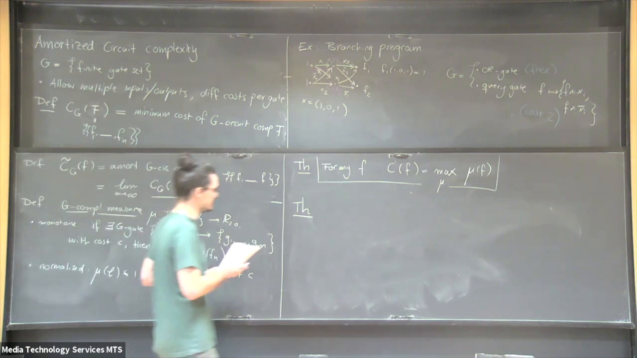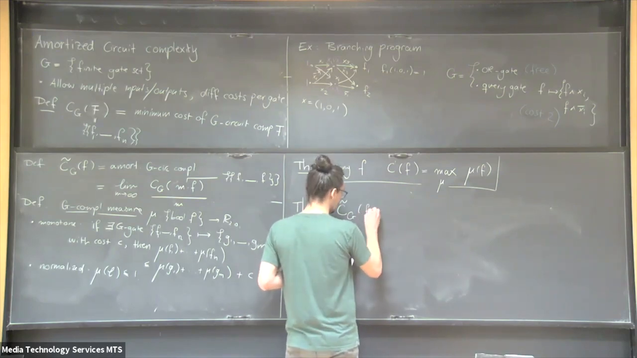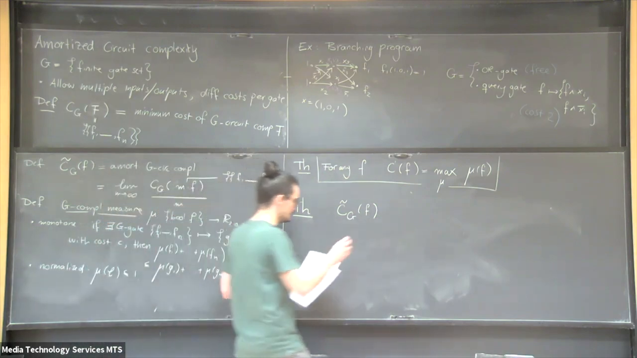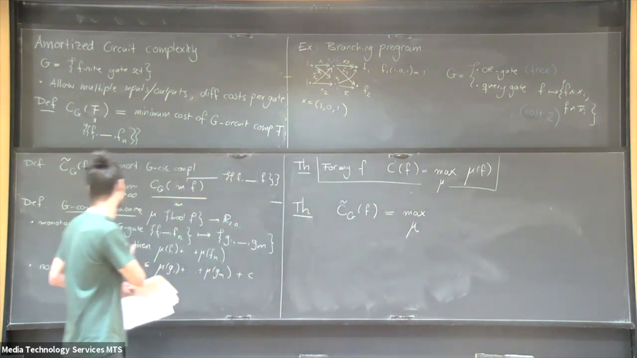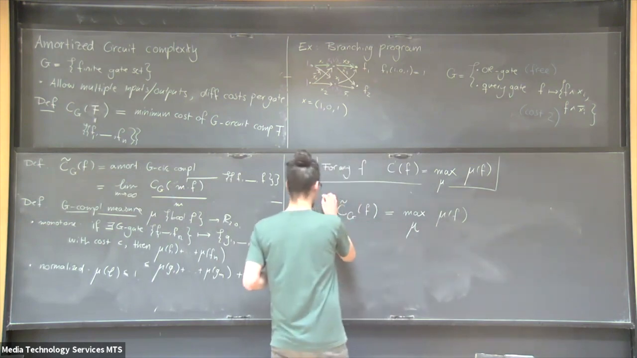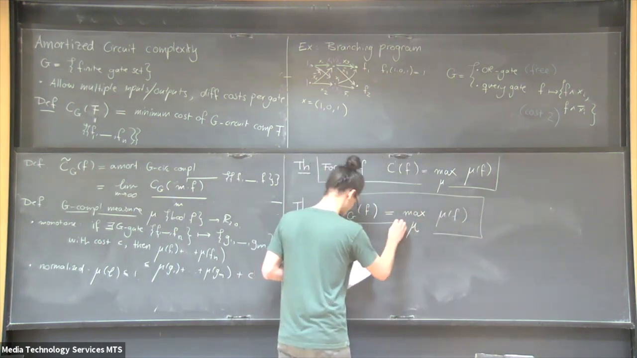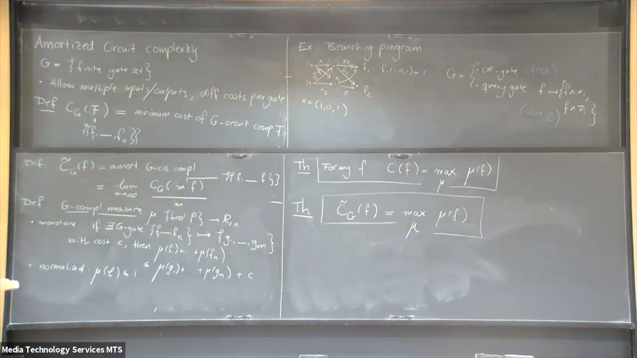Now, our first result is a duality theorem for the amortized complexity of any Boolean function f, namely this equals the maximization over all these G complexity measures mu of mu of f. So G is any finite gate set, f is any Boolean function, mu goes over the G complexity measures. And also here, a G circuit is a complexity measure. Like in the formula size, formula size was a particular mu.